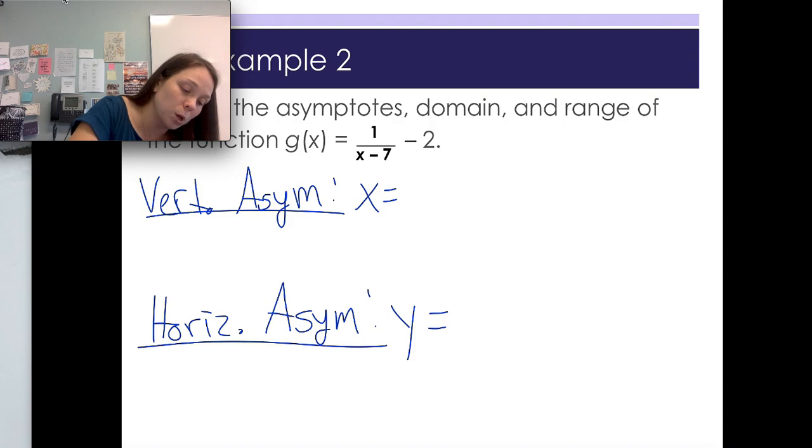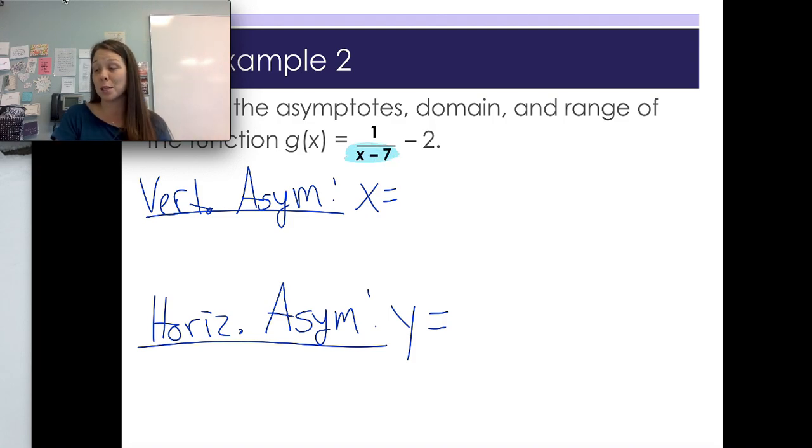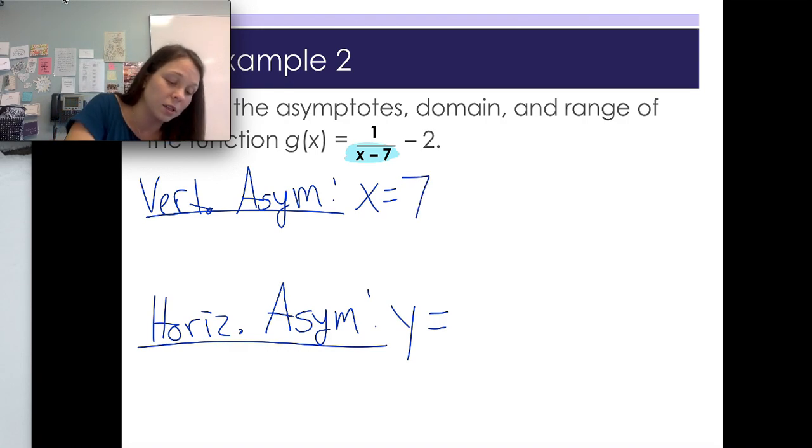So the vertical asymptote is found by looking at that denominator and solving it for x. My denominator is x minus 7, so if I solve that for x, I would get x is equal to a positive 7.